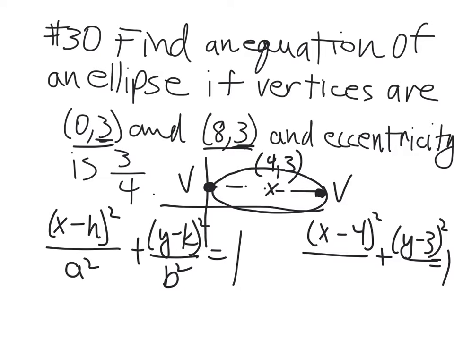Well, what is a? Okay, a, remember, is the distance from the center to a vertex, and we just found that to be 4. So a squared, 4 squared, we'd have 16. And then usually the last thing we'll be able to find is what b squared is. The other information that we're given is this right here, eccentricity.